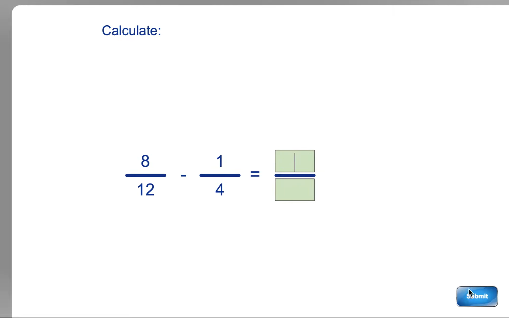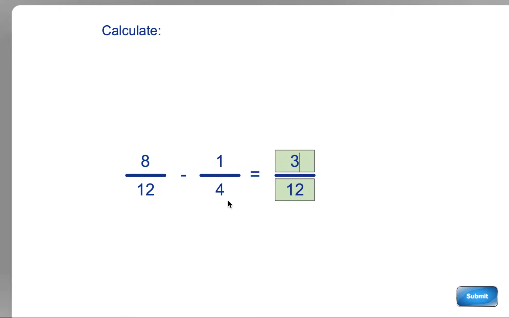Let's do another example. In this example, I've got 12 as a denominator, so I'm going to need to turn my 4 into 12 as well. I'm going to have to turn my fourths into twelfths. How can I do that? Well, I need to use my times tables and know that 4 times 3 is 12. So 1 times 3 is 3.